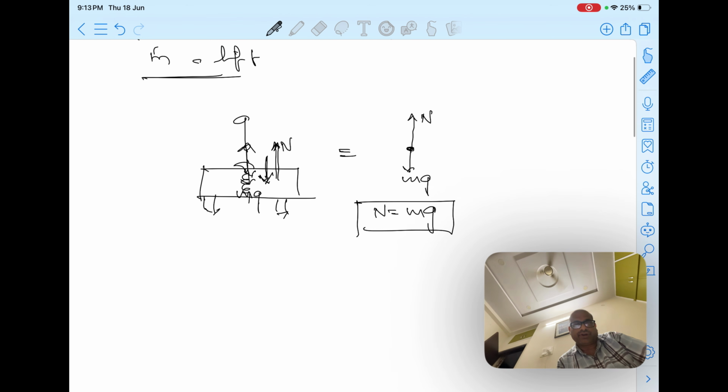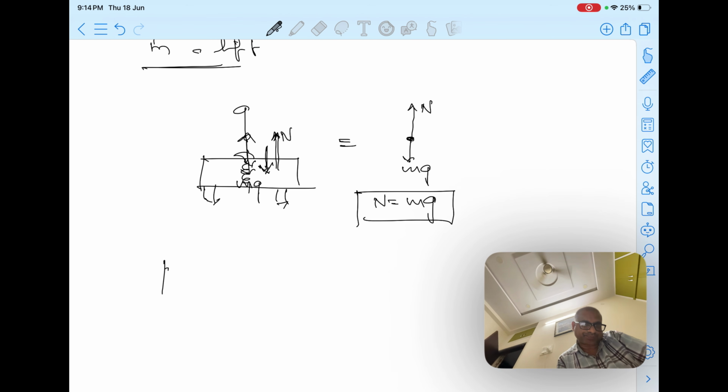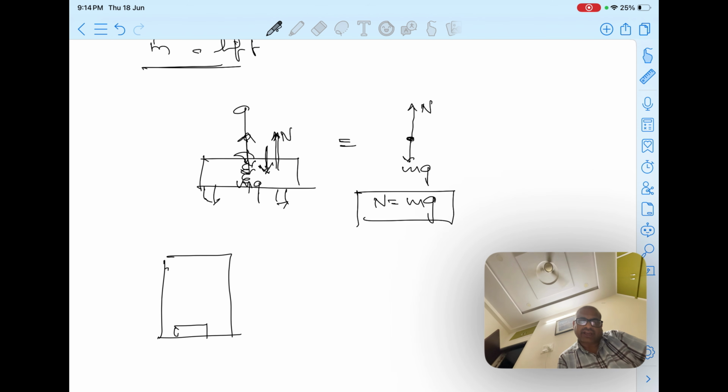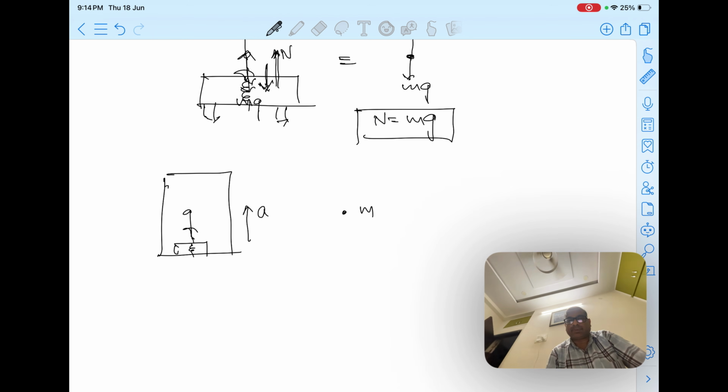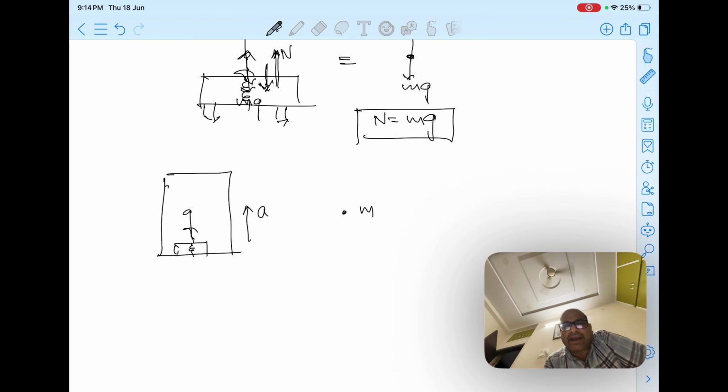Now if the same person is moving in a lift, for example an elevator, where he is standing on a weighing machine, and the lift is accelerating vertically upwards, consider the forces acting on the man. What is the FBD? The diagrammatic representation of all the forces acting on the object is called its FBD.